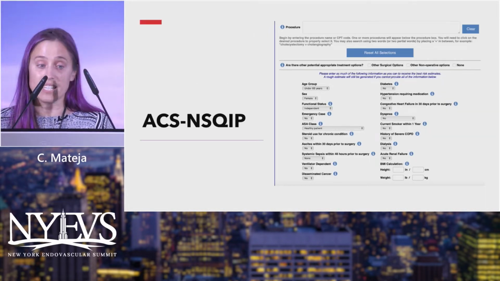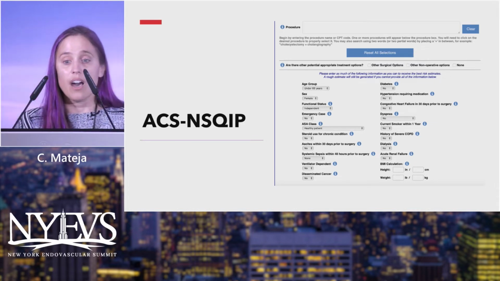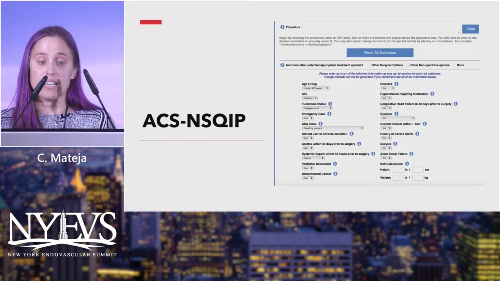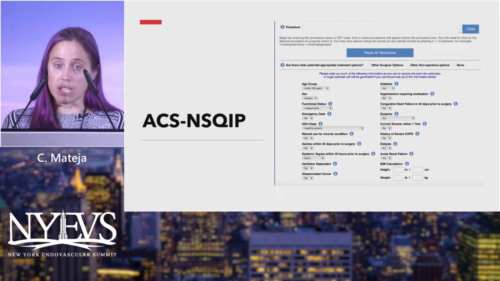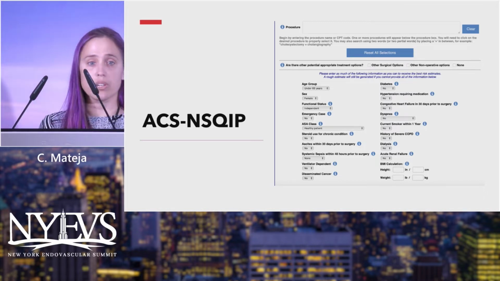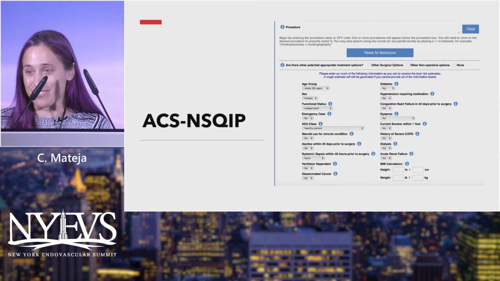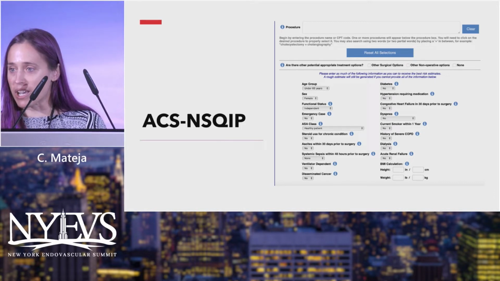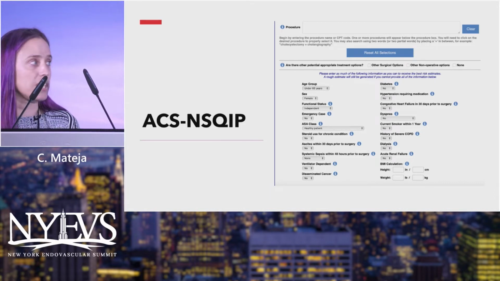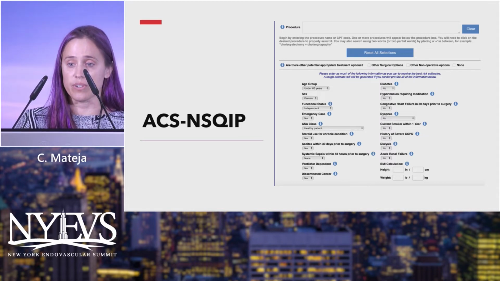So here is an example, hopefully you guys can see this, I know some are way in the back there, of what the ACS NSQIP actually involves. In my references, I do have the link to this website, but it's very simple just to Google this calculator tool, it'll come up immediately. You have to show that you're not a robot, et cetera, but it's pretty easy to get in there. So it's very involved, quite an involved survey.